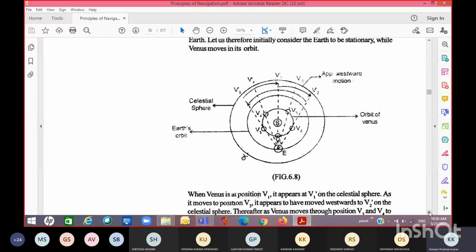Okay, just have a look at this picture before I go on to the other explanation. You can all see figure 6.8. In the bottom center, E is the Earth, S is the Sun, and the other circle is the orbit of Venus. Venus has been shown in 5 positions: V1, V2, V3, V4, V5.